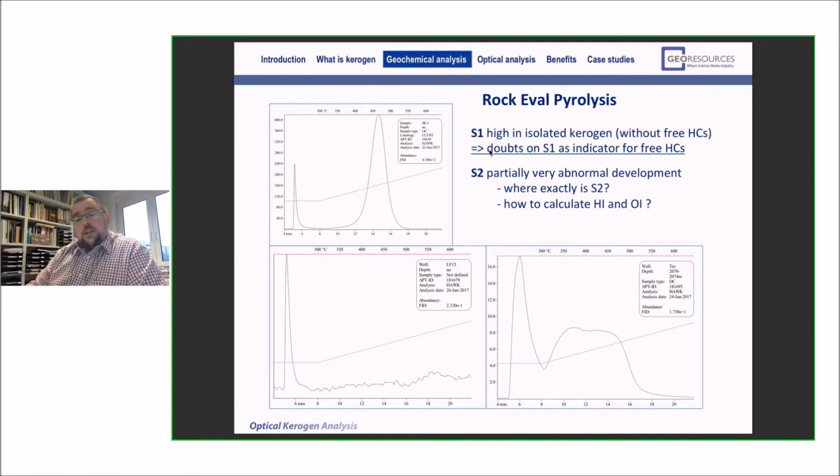This is sometimes very easily done, particularly in unconventional exploration, if you want to know how much we have in the shales. Is there any indicator that we really have gas or oil in place in the shales? And quite often this S1 peak is used as an estimate to see how much is in place in these rocks. And I guess we should be careful with this.